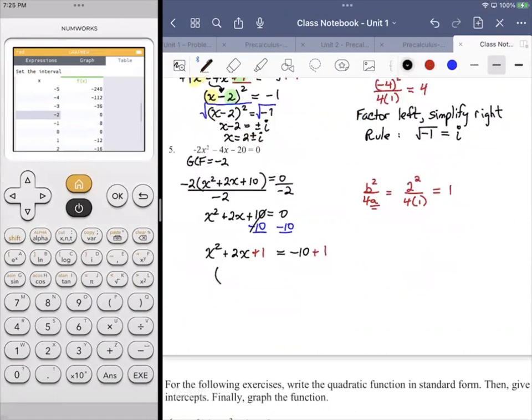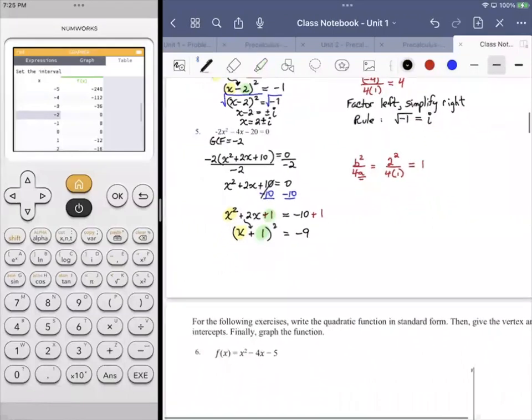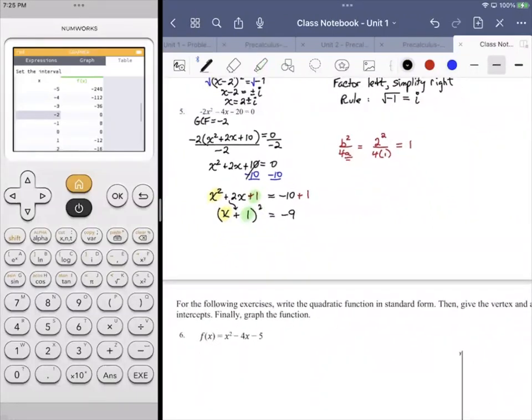Factor the left-hand side. So again, square root of the first term goes here. Square root of the last term goes here. And we bring on down the middle sign, and that goes here. So x, a 1, and a -9. Then I'm going to take the square root. Again, I'll rewrite it like I did before. Root both sides.